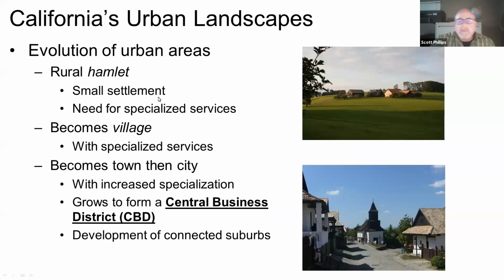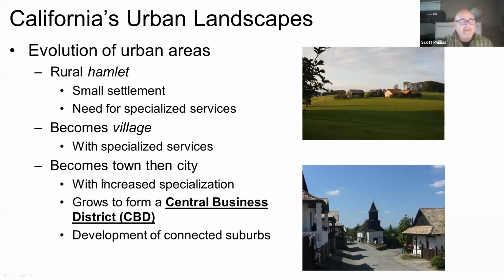And just a little background, when we talk about how urban areas evolve, people at one time lived primarily on farms, but you might have what's called a hamlet, a little rural settlement with a few people together. But they need specialized services. They need a vet, they need a dentist, things like that. So you might have the development of a village with some specialized services, but as populations grow and you need more and more specialization, you start to become a city or an urban area. And those form around what's called a central business district, which is kind of a fancy word for a downtown, and then a development of connecting suburbs around that central business district.